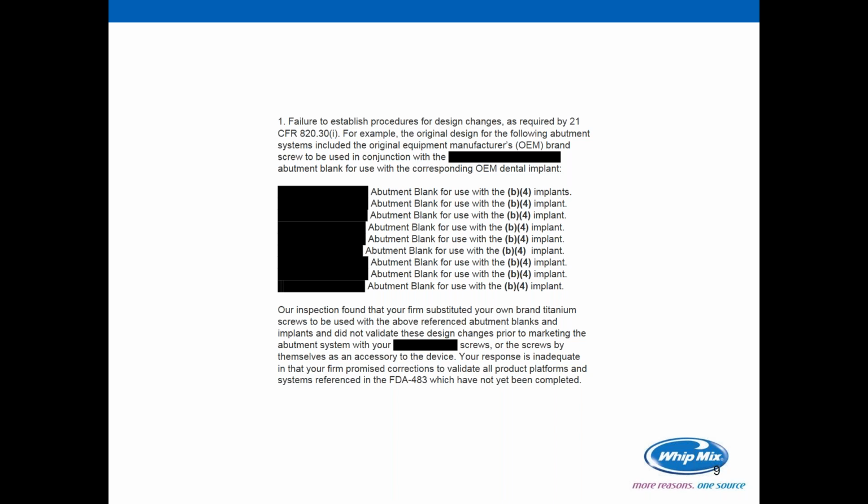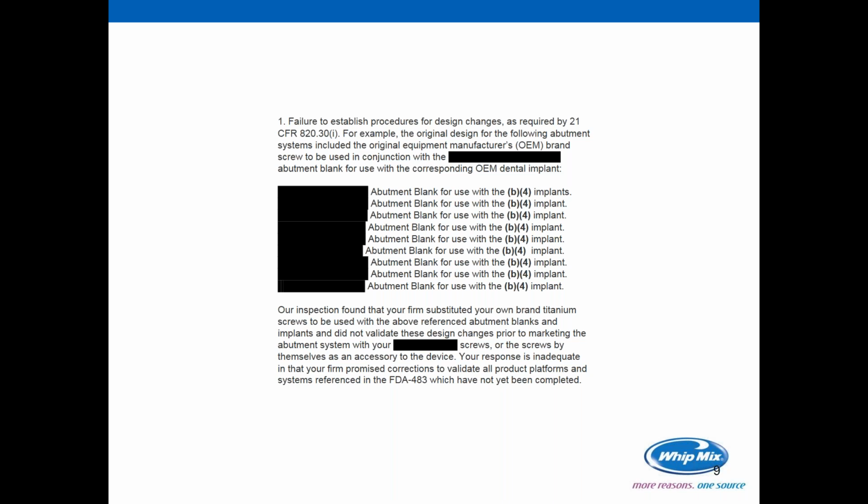And when it says failure to establish procedures in this warning letter, it's quite possible that the company had a procedure. But if they did, they weren't following it, or it wasn't sufficient to meet the FDA's expectations. If you go on through the letter, you can see that they had screws being used with abutment blanks. And the inspection found that your firm substituted your own brand titanium screws to be used with the above referenced abutment blanks and implants, and did not validate these design changes prior to marketing the abutment system with your screws. And if you go on to the last part, it says your response is inadequate in that your firm promised corrections to validate all product platforms and systems referenced in the FDA 483, which have not yet been completed. Now, there's something I wanted to point out about this.